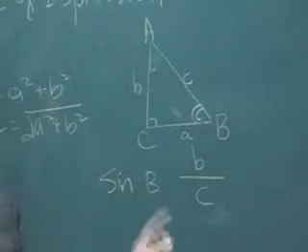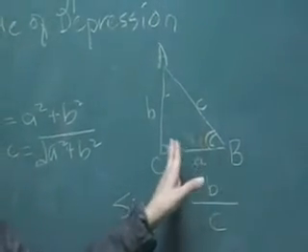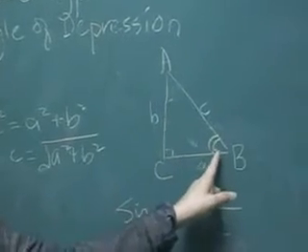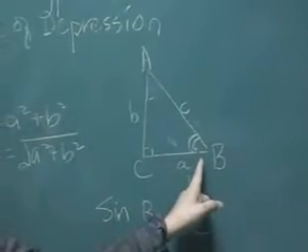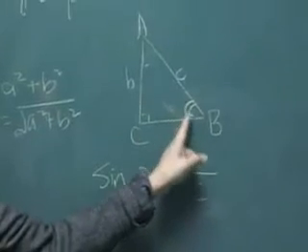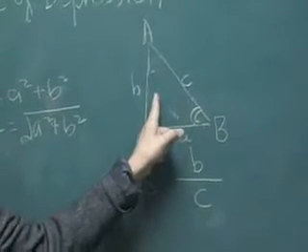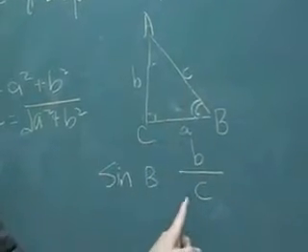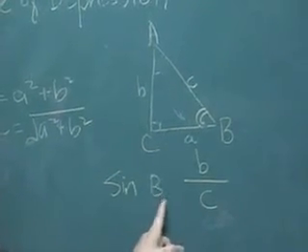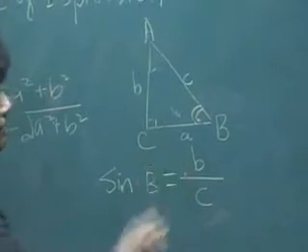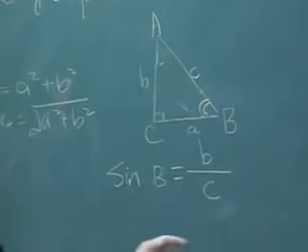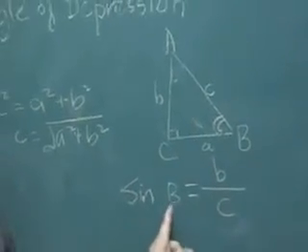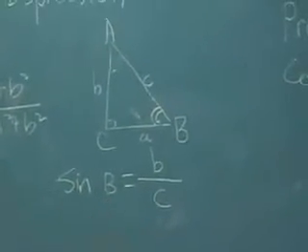Come again. A right triangle has one right angle and two acute angles. If we select one of the acute angles and you pick B, we call the ratio of the side opposite this angle, which is length B, to the hypotenuse, which is C, the sine of the angle B. Is that clear? Okay, the opposite over the hypotenuse is called sine of B.